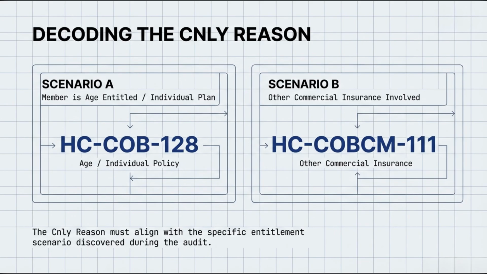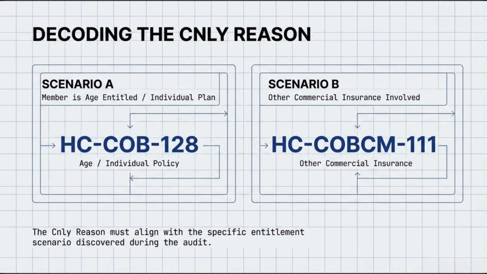All right, let's dive into decoding the CNL reason. This is where we ensure our documentation perfectly matches our audit findings. Look at scenario A. When we've got a member who is age entitled or on an individual plan, what's our CNL reason code? It has to be HCCOB-128. And why HCCOB-128? Because that code specifically translates to age individual policy. It's a direct one-to-one match. No room for error here, right?